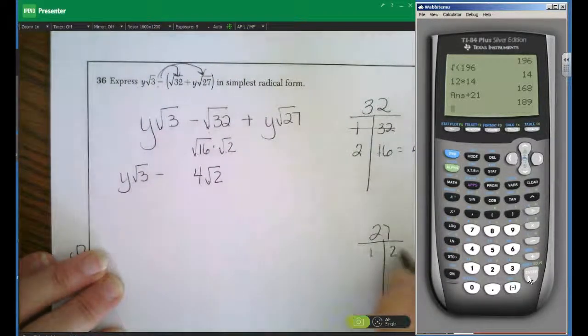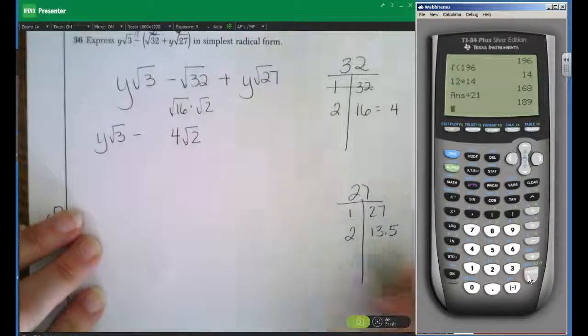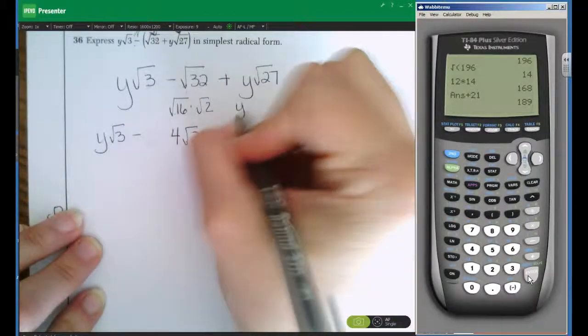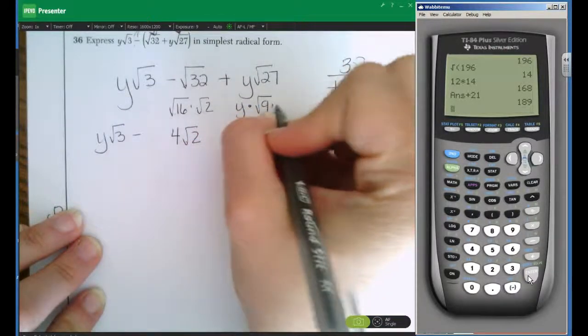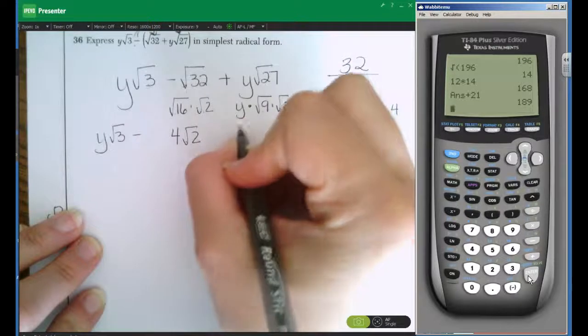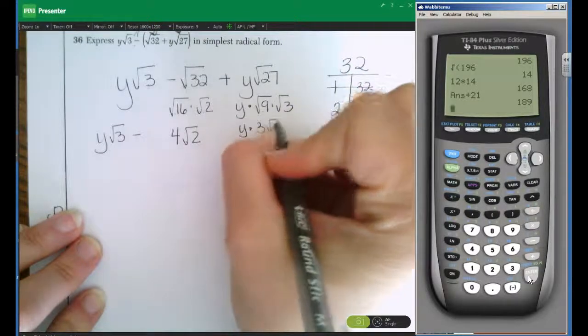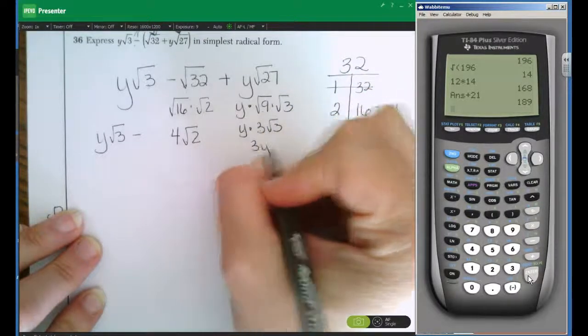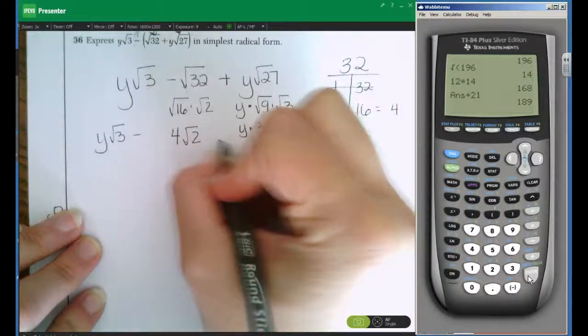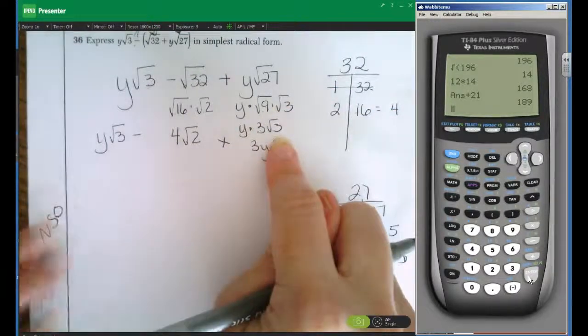Let's see what we can do for 27. Well, 1 and 27, I know that won't work. That's going to give me a decimal. 27 divided by 3 will give me 9. The square root of 9 is 3. So I know that this is my pair. So we have y times the square root of 9 times the square root of 3. This is going to be y times 3 square roots of 3. Combine this. This is 3y square roots of 3.